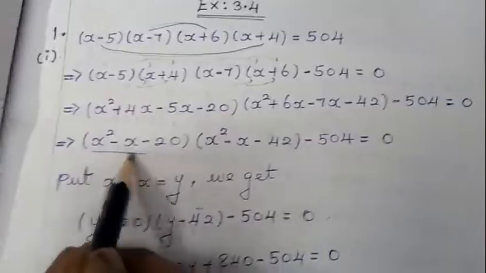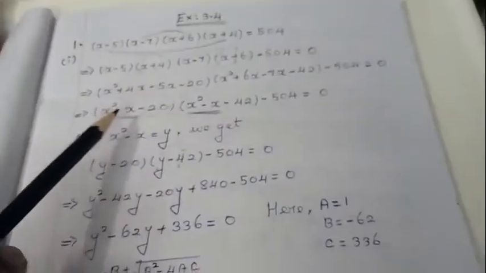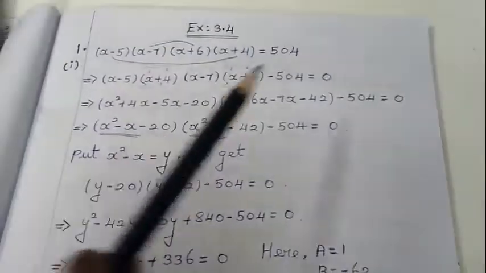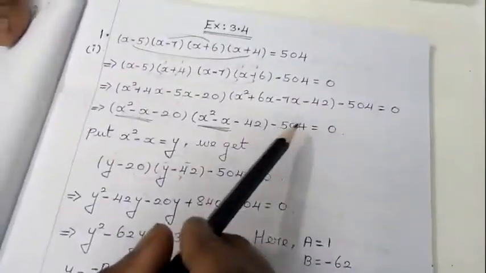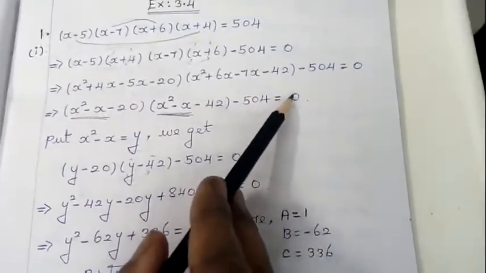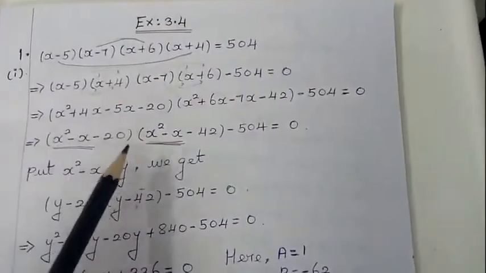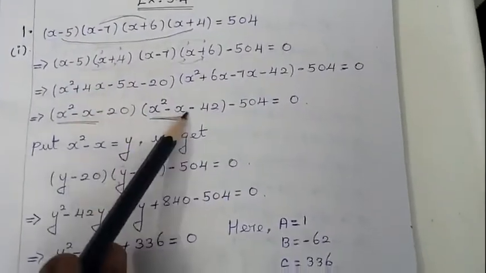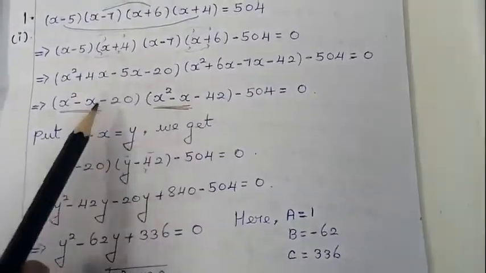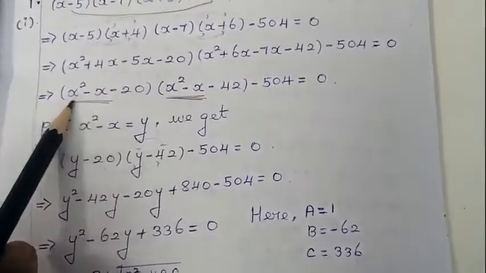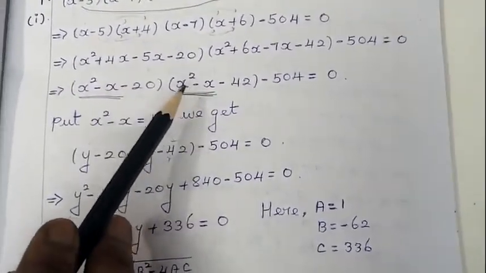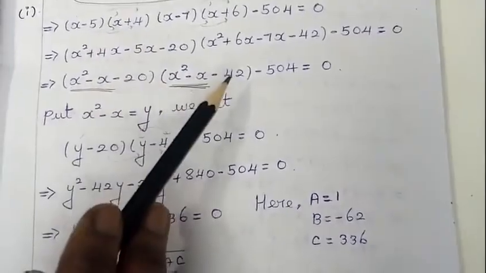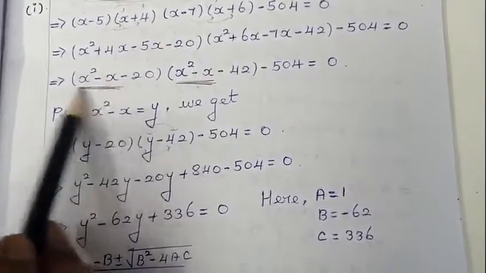That is x square minus x minus 20 into x square minus x minus 42. I'm bringing this 504 to my left hand side, students. So 4 factors, after grouping, you're going to get 2 quadratic equations. You're going to check it, students. That is, in the 2 quadratic equations, the x square and x term should be the same. The constant can differ, but the x square and x term should be the same. So see to that. I have underlined here the x square minus x term.